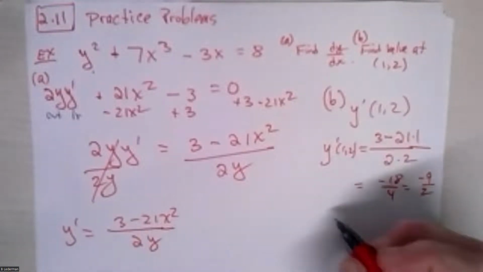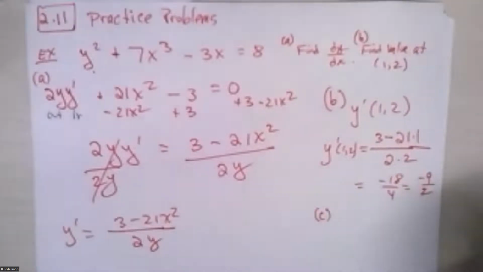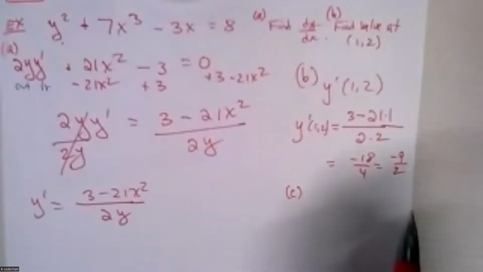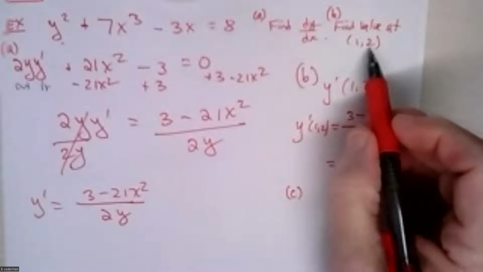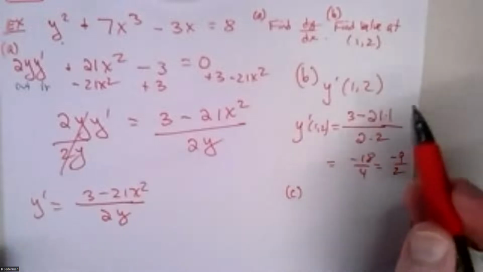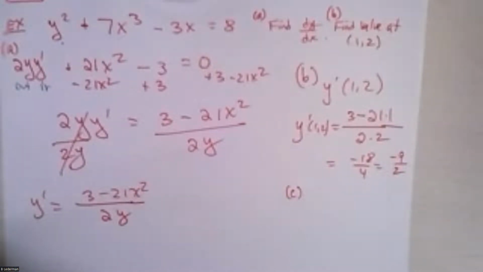Now I'm going to add a part C. I want to point out, why do I have to say (1, 2)? Why do we need to mention the 2? Well, obviously I want to plug in the 2, but also, just because x is 1 does not mean that y is going to be 2. It's possible that x could be 1 and y could be a different number.